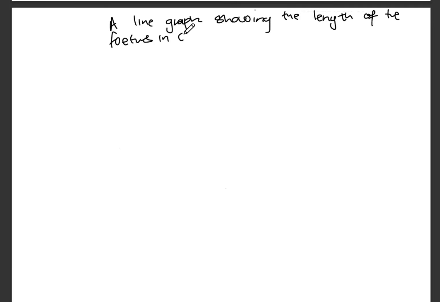Let me use a different color because I'm going to use red to mark. So the caption: a line graph showing... Remember guys, this is how you need to write your caption for your graphs. You're basically telling us what your graph is about. So: a line graph showing the length of the fetus in centimeters after 6 months. You can even say after 6 months from fertilization. Okay, then there is our graph.